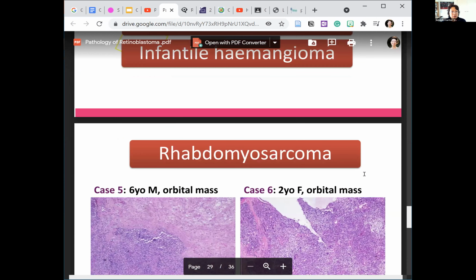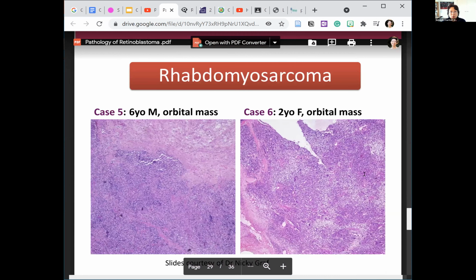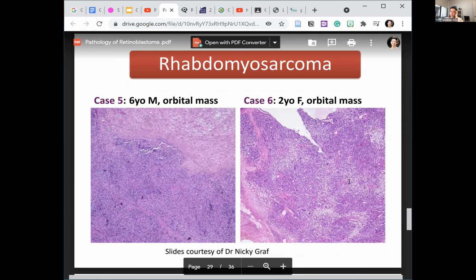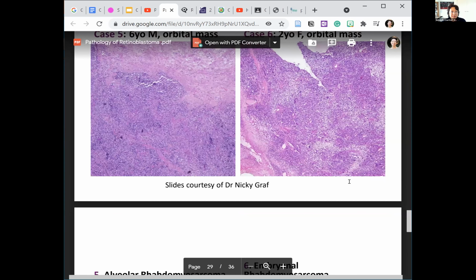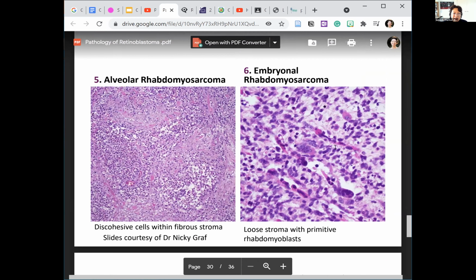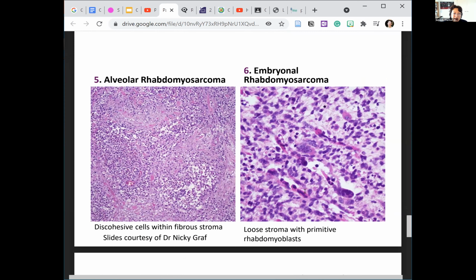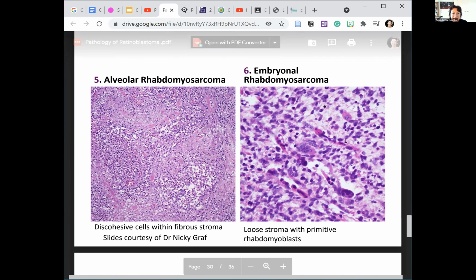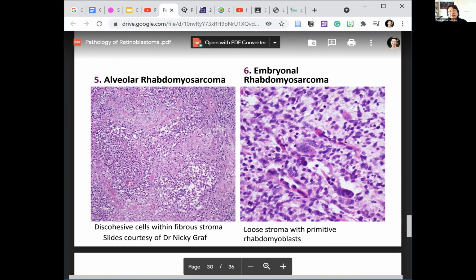What do rhabdomyosarcomas look like? They look like small round blue cell tumors. If we go a little bit closer, we can see some of them show skeletal muscle differentiation. So these are looking like tadpole cells. They look like little tadpoles. They've got a head and a tail, and the tail is made up of eosinophilic material. Eosinophilic material is actually skeletal muscle fibers.